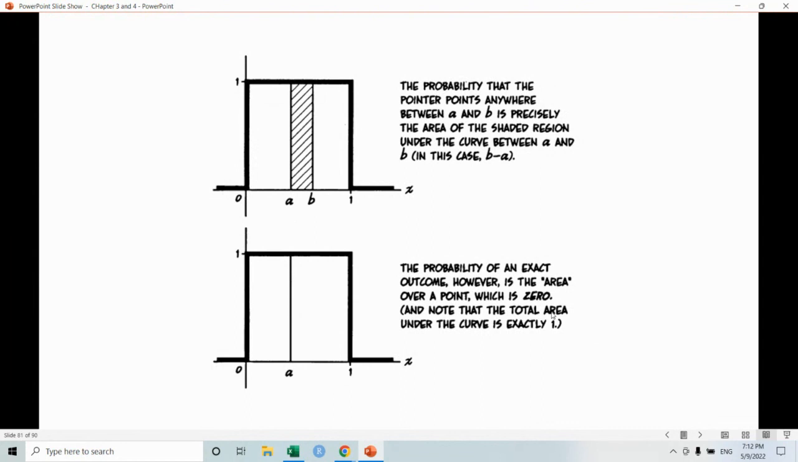The probability that the pointer points anywhere between A and B is precisely the area of the shaded region under the curve between A and B. In this case, B minus A. The probability of an exact outcome, however, is the area over a point, which is 0, and the total area under the curve is exactly 1.